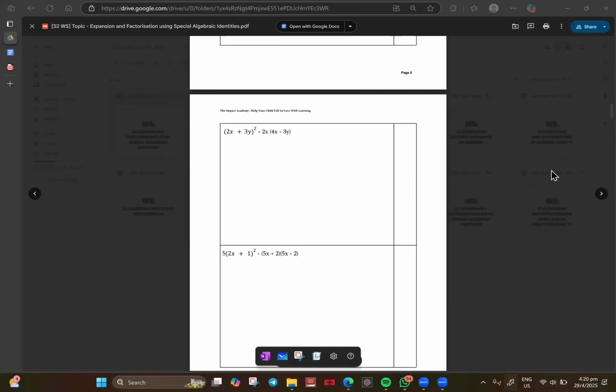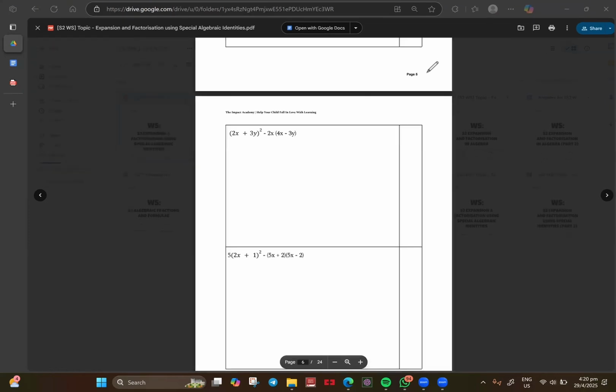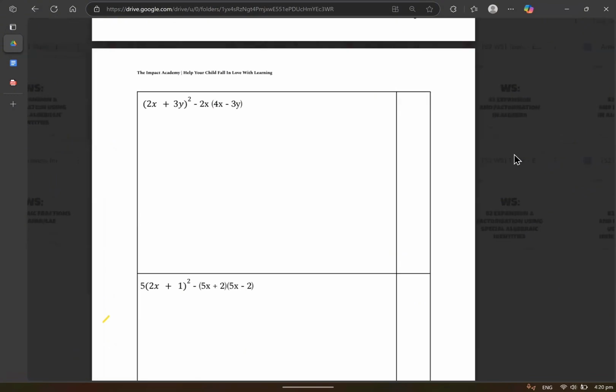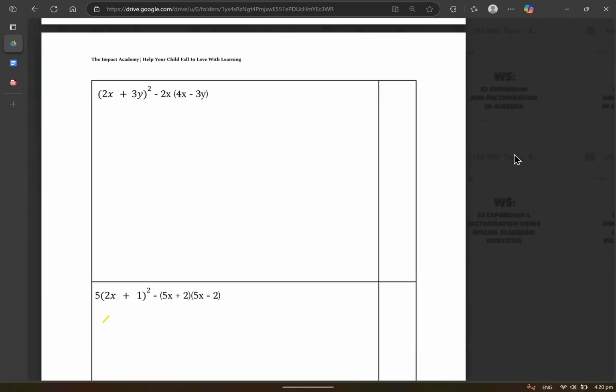Hi everyone, today I'm looking at expansion and factorization using special algebraic identities. As you can see over here, the question gives us 2y plus 3, 2x plus 3. I apologize, maybe I'll just zoom this in a little bit more. Okay, just zoom it all the way in. As you can see over here, they gave us 2x plus 3y to the power of 2. So this is the first part, and then we have the second part.